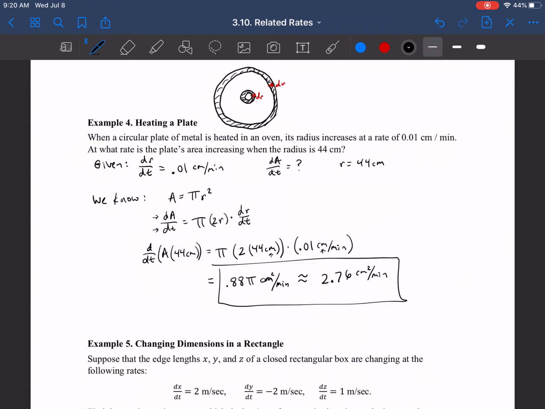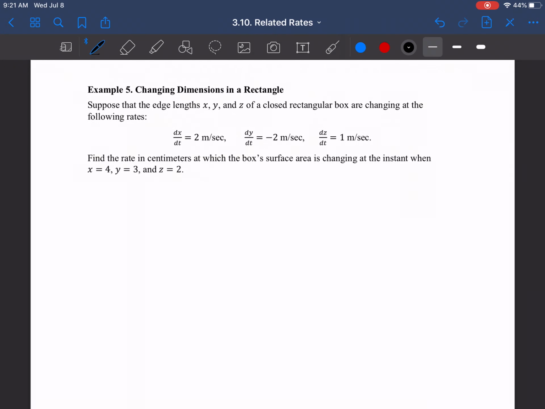I want you to try working on example 5. See how you do with it. Try and figure this one out. Now, again, this one is going to involve figuring out the area of this box. So think about an equation that would tell you, well, not the area, but the surface area of the box. Think about how you could write out what the surface area was. It'll be something equal to 3 terms, and then start taking the derivatives. So that one's a bit of a challenge, but give it a try, and go from there and see how you do.